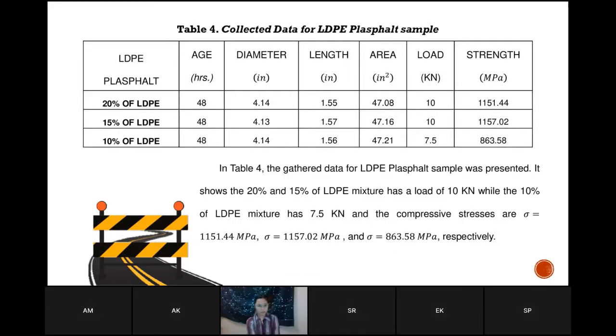And for our LDPE phosphalt sample, the gathered data was presented. It shows that the 20% and 15% LDPE mixtures have a load of 10 kilonewton, while the 10% LDPE mixture has 7.5 kilonewton. The compressive stresses are 1,151.44 megapascal, 1,157.32 megapascal, and 863.58 megapascal.